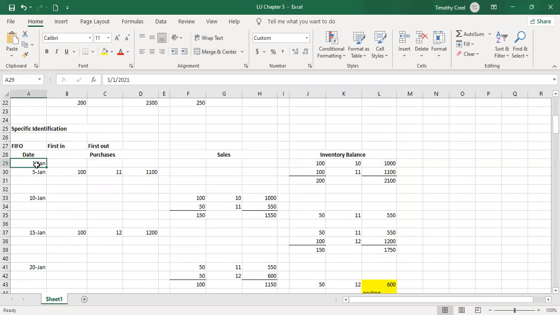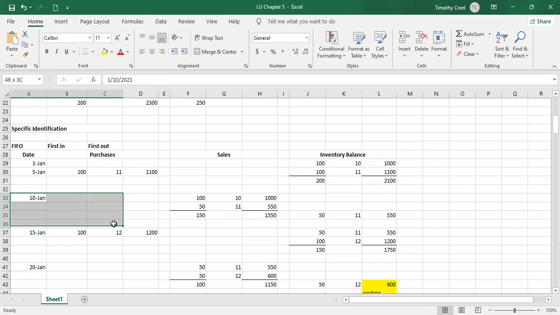So under FIFO, of course, at the beginning of the month, we've got a beginning balance, and that would be 100 units at $10 each for a total valuation of $1,000. Now, we have our first purchase on basically January the 5th. And so now we have the original 100 that we had plus the 111. So now we've got 200 units in inventory at a total value of $2,100. That's basically what we've got right now.